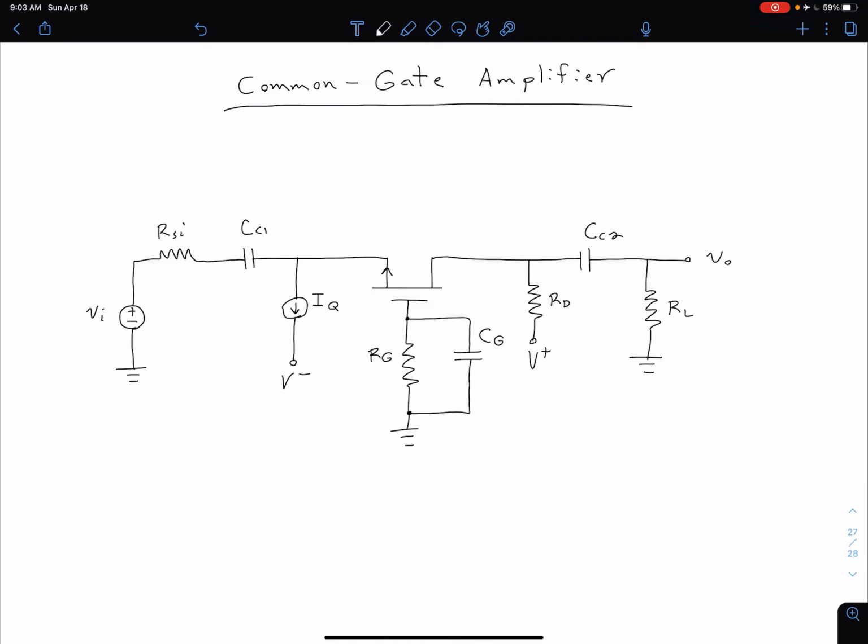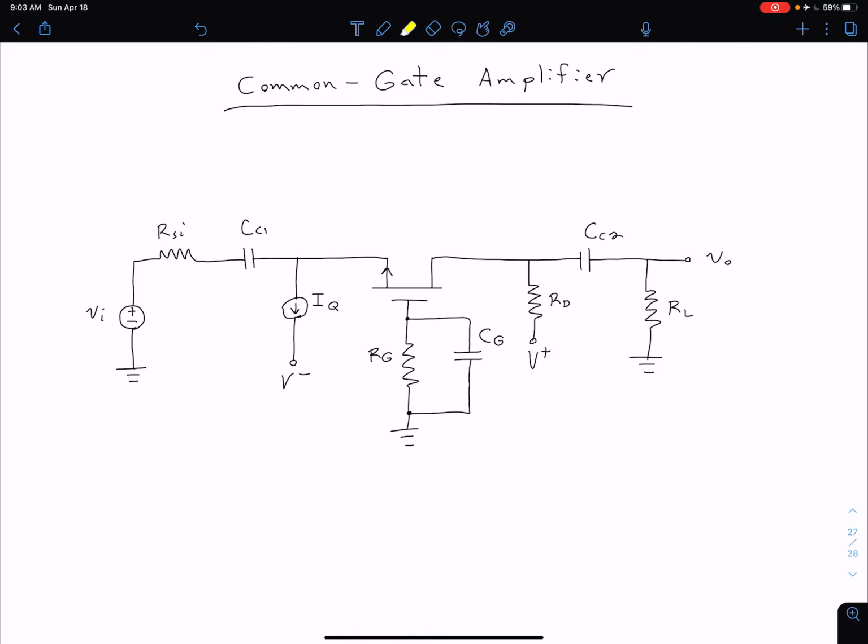We notice that there are a few things different here compared to the previous configurations that we've considered. The first is the actual configuration, or rather orientation, of our transistor. So because we have our gate grounded, and because typically our ground is drawn at the bottom of the circuit, we have our gate towards the bottom and our source and our drain towards the top. So that's a little bit different than what we've seen before.